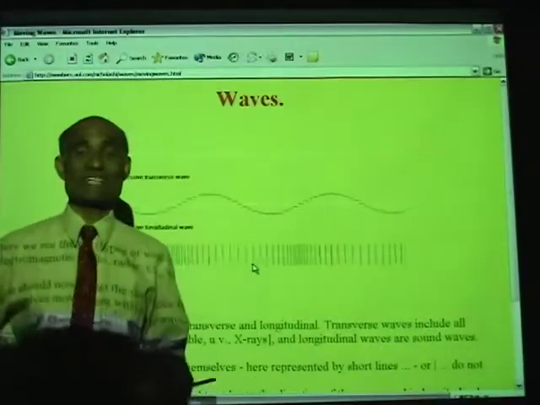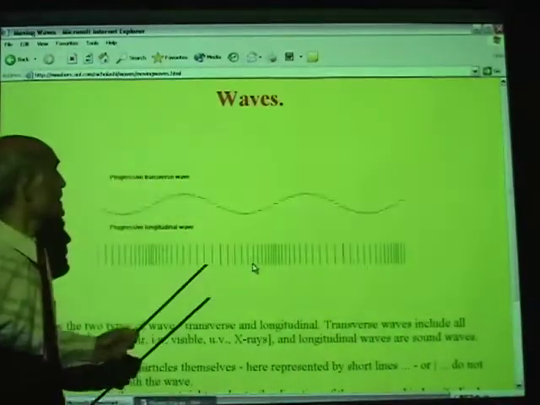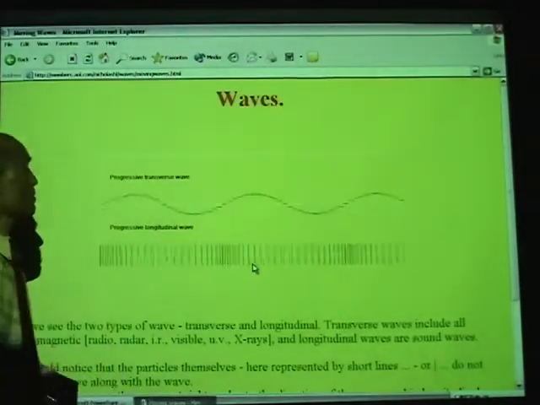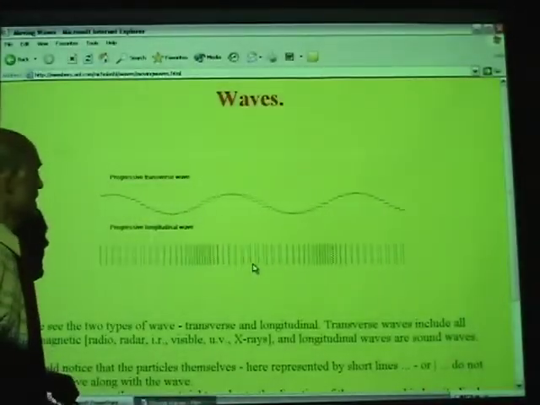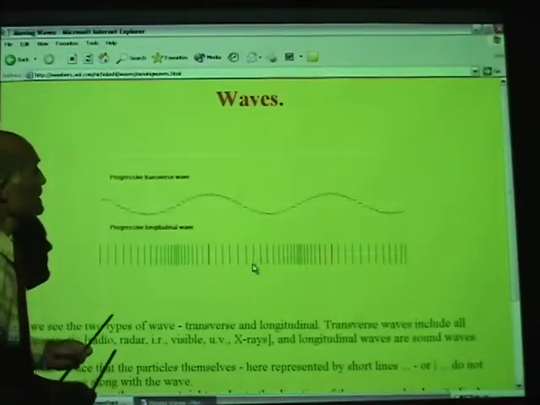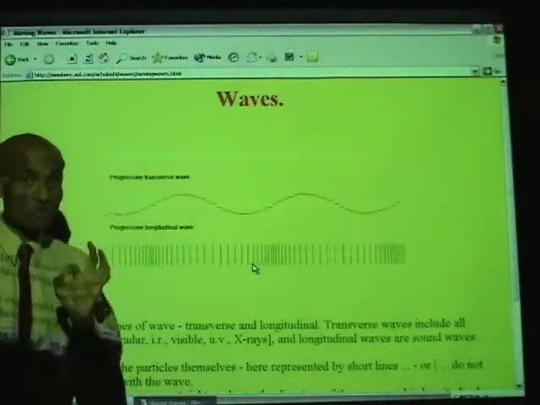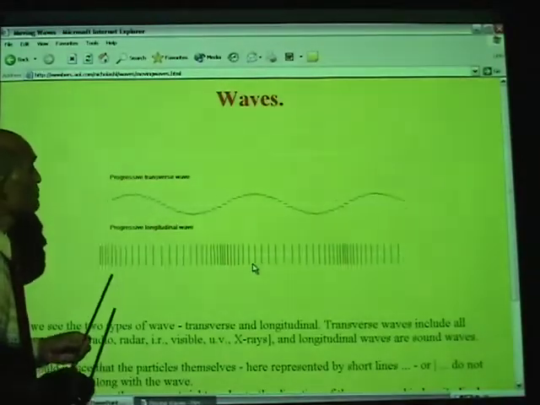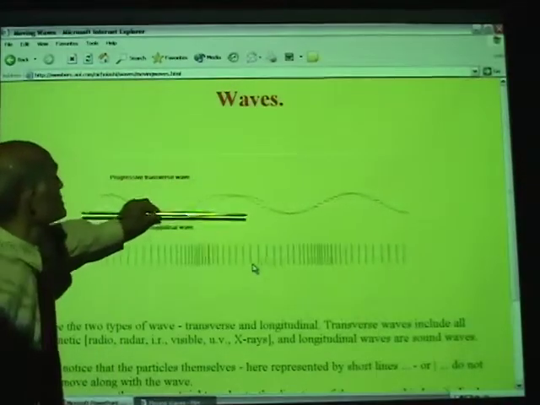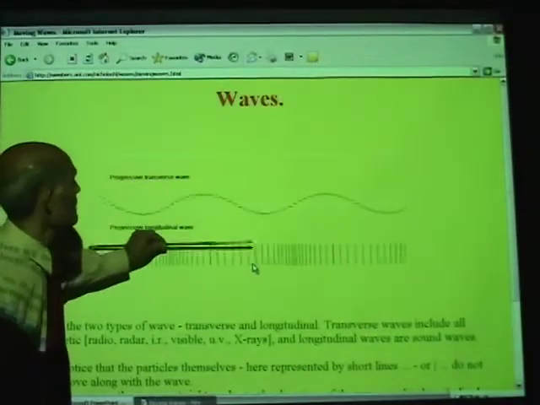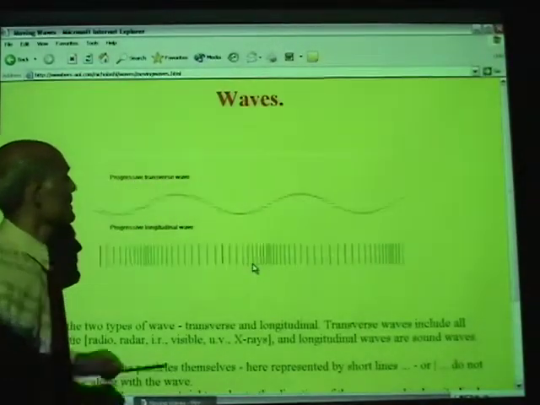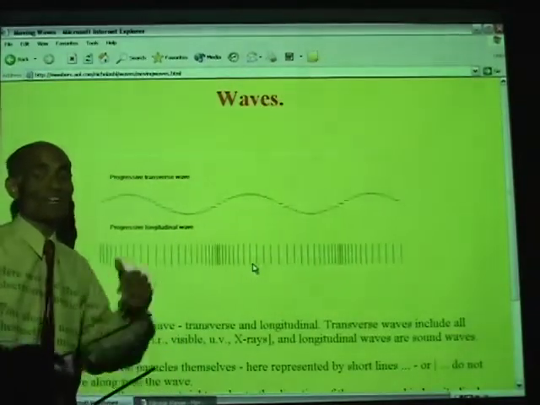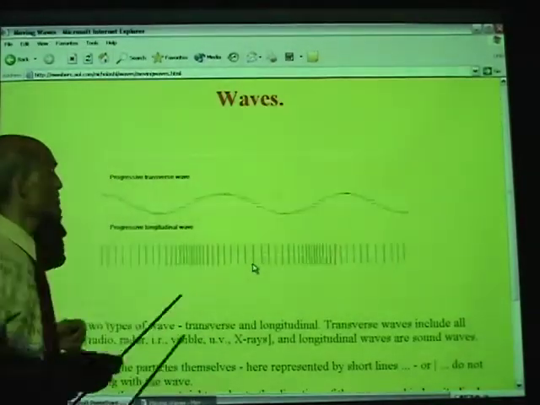Before we close this lesson, I would like you to look at this animation that we missed some time ago. I was trying to pull this up, but I could not. Now, here is a good demonstration of the difference between a transverse wave and a longitudinal wave. You have a transverse wave given on the top, a longitudinal wave given at the bottom. I want you to look at the characteristics of a transverse wave and a longitudinal wave.